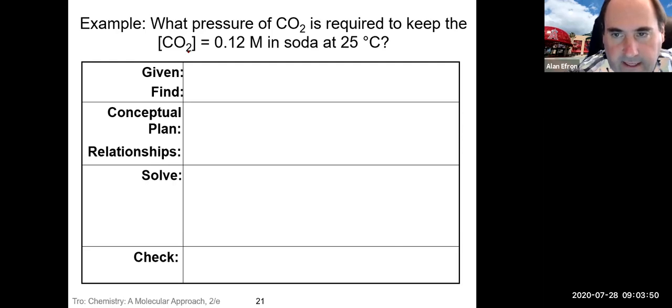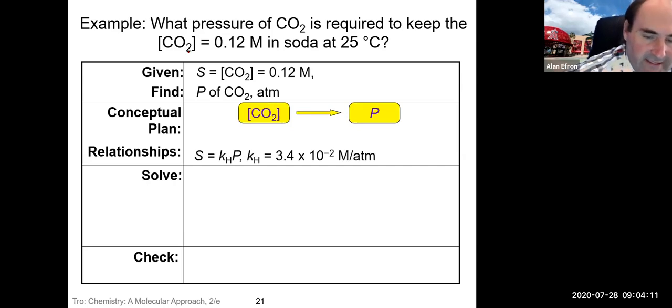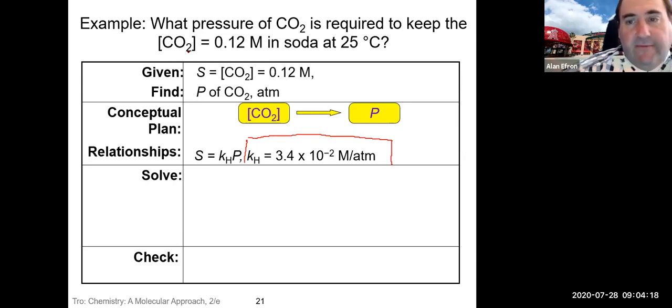So here, we want to find the pressure of CO2 required to keep the concentration of CO2 at 0.12 molar in soda at 25 degrees. We could use Henry's law to do that. We would go to the table that we just saw, and this would be Henry's law constant for CO2. Again, it's going to be different depending on the gas that you're choosing. And then we can use our formula.